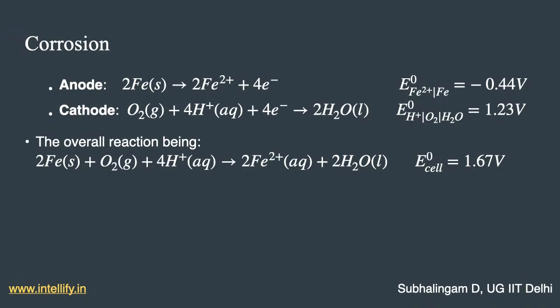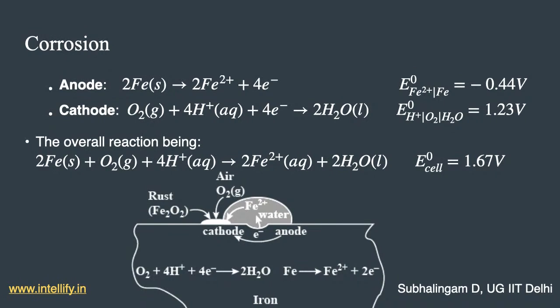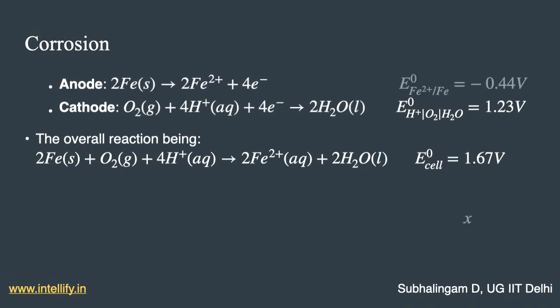So the overall reaction is just the addition of these two, which is 2Fe plus O2 plus 4H+ giving 2Fe2+ plus 2H2O. And the E0 cell for this reaction is 1.67 volts. So this is a rough sketch of what is happening. The two reactions which we have discussed are given at the bottom, and there's nothing much in this diagram to worry about, so let's move on.